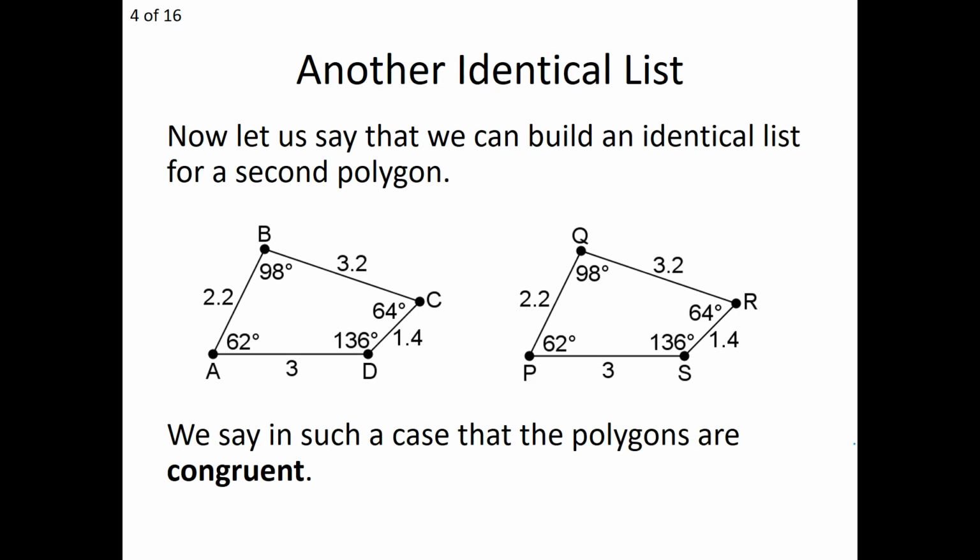Now, what if we were to produce a second polygon that also had the exact same, identical list? In our second polygon, we'll call this PQRS, we also start at point P, which has an angle measure of 62 degrees, and we move in the same direction as we did in our first polygon. Then we're going to produce identical lists. Each and every single one of those measures will match up with a measure from the other polygon. When this happens, when we have an identical list from two polygons, two or more, I should say, we may call those polygons congruent to each other.